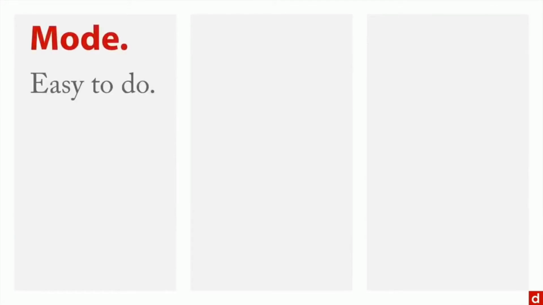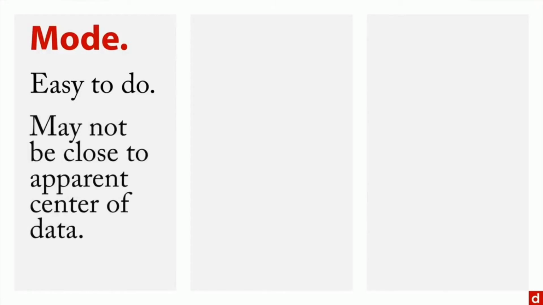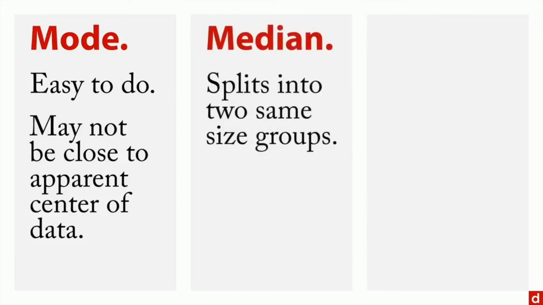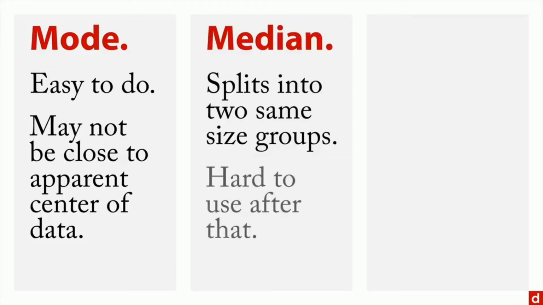Now, let me give a little bit of the pros and cons of each of these. The mode's really easy to do. You just count how common it is. On the other hand, it may not be close to what appears to be the center of the data. The median splits the data into 2 same-sized groups, the same number of scores in each. And that's pretty easy to deal with, but unfortunately, it's hard to use that information in many statistics after that.